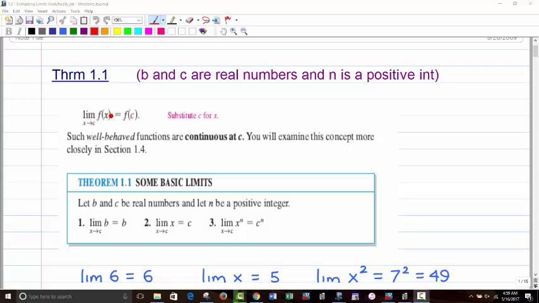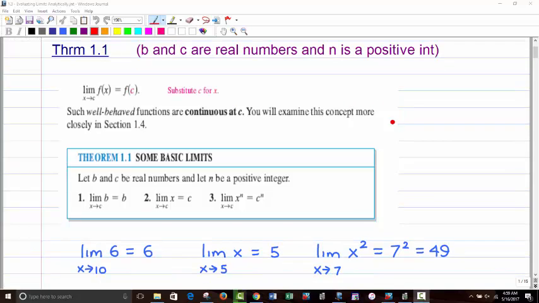If you replace x approaches c in f of x and you get f of c, that means that function is called continuous at c. And we're going to look at this more in the next section video. That's going to be something important that we're about to see here in just a minute anyway.